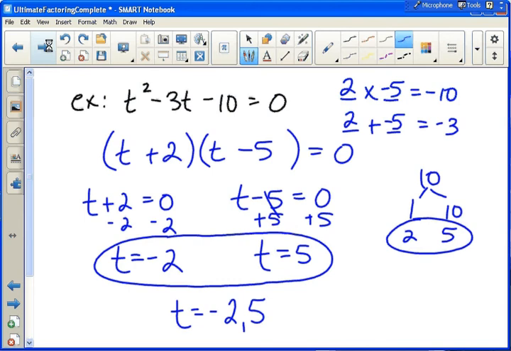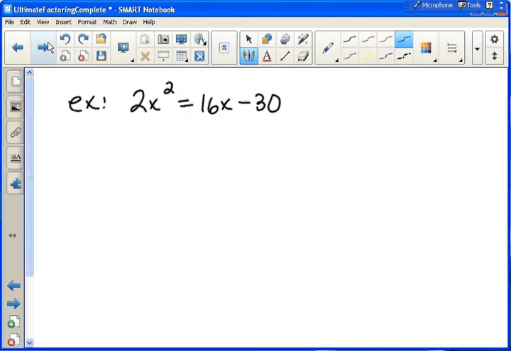Okay, so now let's think carefully through the 4 steps I gave you. First step, get it set equal to 0. Right now I don't have this equation set equal to 0. To do that, I'm going to subtract 16x from both sides and get 2x squared minus 16x equals negative 30, and then add 30 to both sides.